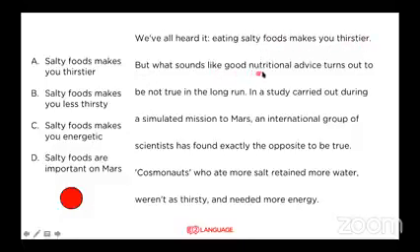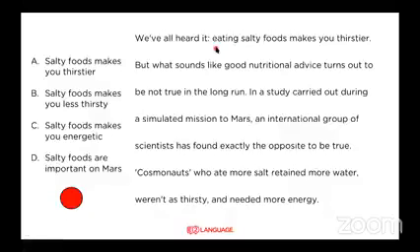But what sounds like good nutritional advice turns out to be not true. So it's not A. And this is something you have to be careful of in IELTS reading: deceptive sentences. The first sentence looks like it's true. Okay, great, I found it. That was so easy. But then the second sentence will contradict the first sentence and make it untrue.